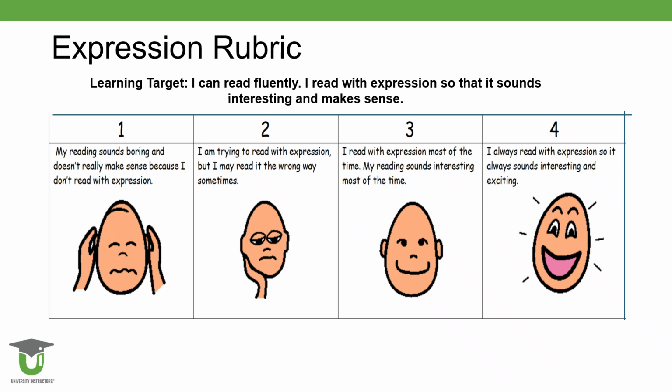And last but not least, the expression rubric. The expression rubric learning target is that I can read fluently. I read with expression so that it sounds interesting and makes sense. Students actually love the graphics on this rubric and can relate to each of the standards 1, 2, 3, and 4. In order for students to be able to self-assess their fluency using any of these 4 rubrics, they need to hear themselves as readers. Rather than asking students to read aloud, listen to themselves, and then self-assess, it's often much more effective to teach students to record their reading, play it back, and then self-assess.